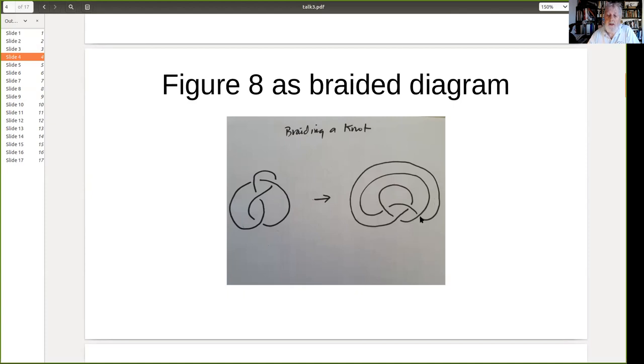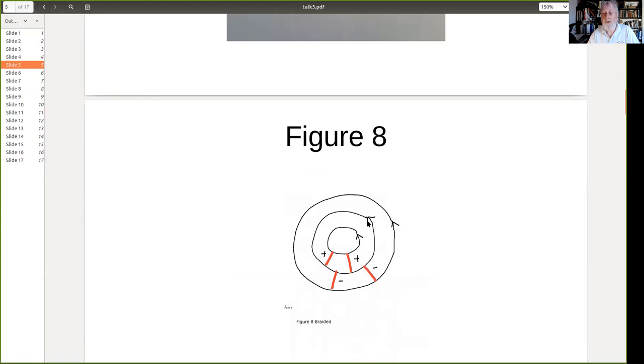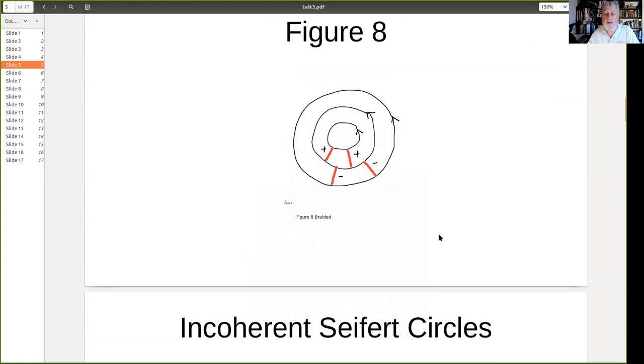Now, the thing about a braided diagram is if you get right into the middle of these nested Seifert circles, and you think of it as a knot, then the knot is, imagine, perpendicular to the plane. You've got a thick rod going through. Then the knot winds round the rod all in one direction, either clockwise or anti-clockwise. So that's what's happening here with the Seifert circles. They're all going in the same direction around the rod, which is situated right in the center here. So that's what we mean by a braided diagram.